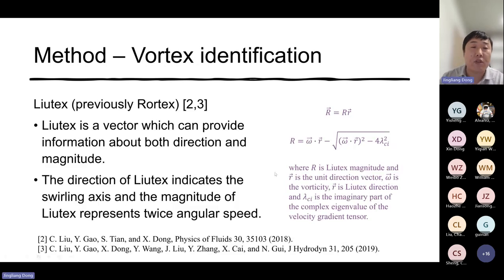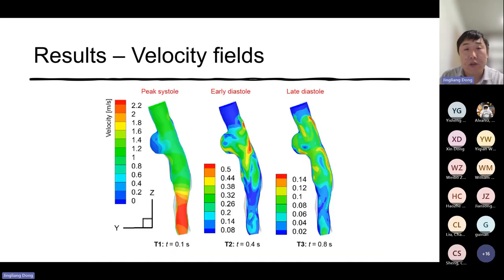The key method used in our research is the vortex identification method, which is based on the Liutex model. And by collaborating with IFE, I'm able to extract the Liutex magnitudes as well as the vector of the Liutex based on my simulation. So this is the result.